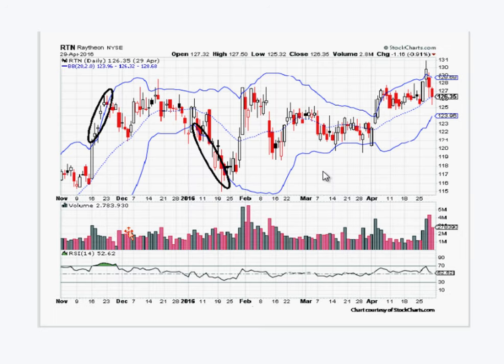There's a couple of examples on this one. On Raytheon, you had a series of 5 days above the upper band, and this confirmed what you saw previous to that in the white candlestick here in about November 16th that told you that, yes, the stock is on a bullish move. Now, once it retreated back into range, that indicated that this might be the end of what looks like about a week and a half bull move.